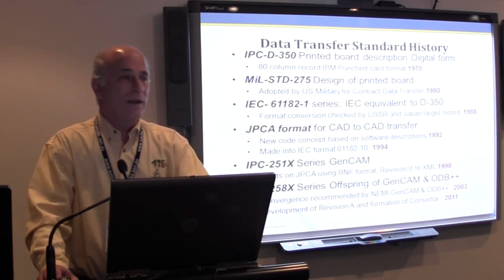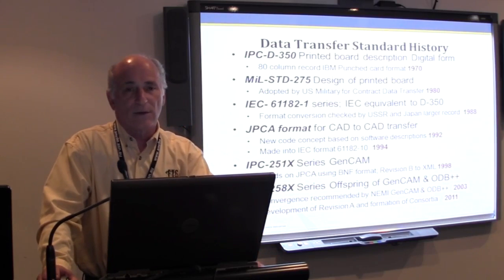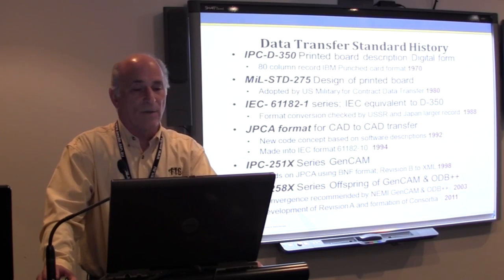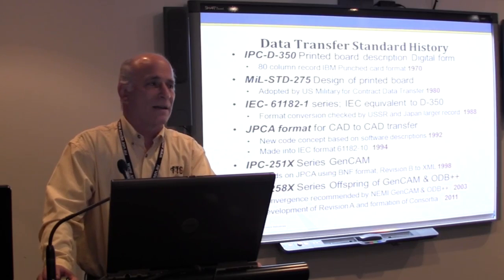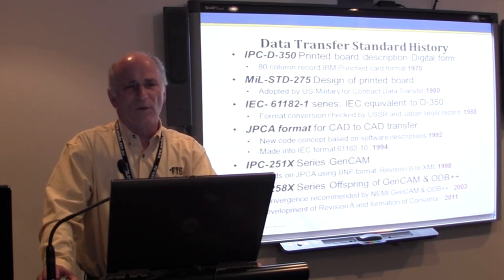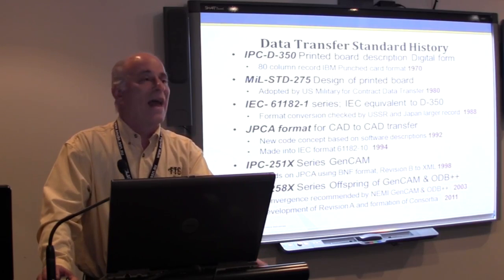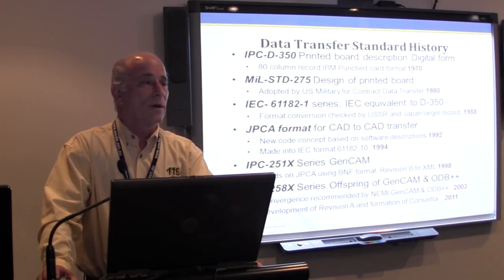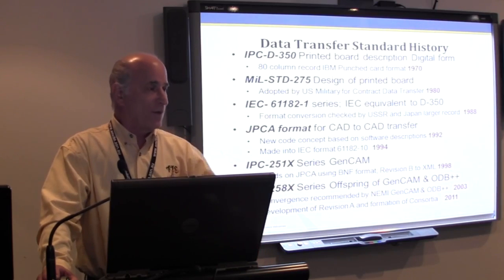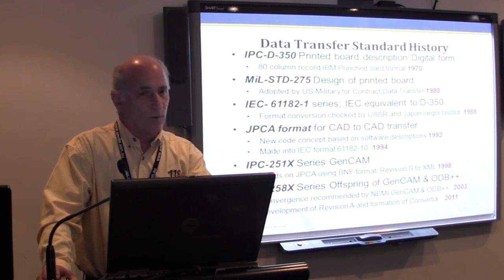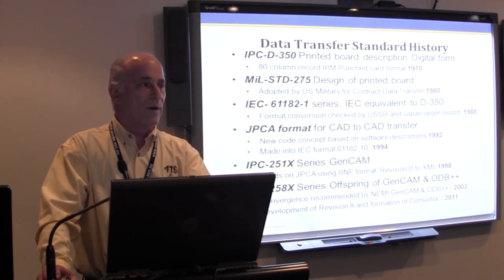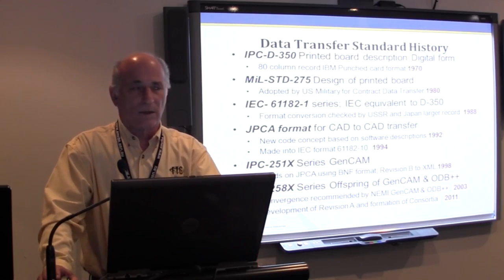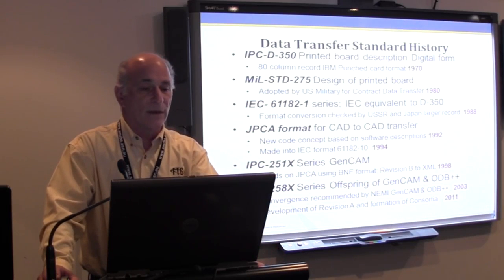Okay? We needed more information, and the D350 series of formats added in the aperture list, added in a bunch of other items. That was okay. But back in 1970, why it didn't really take off, it's very simple. The CAD companies did not want to support any kind of format that would allow you to take your work from my tool, from this tool, and put it into someone else's tool. They wanted to lock you in. So they didn't support any kind of data format that would allow interchangeability between CAD systems. That wasn't in their cards in 1970.